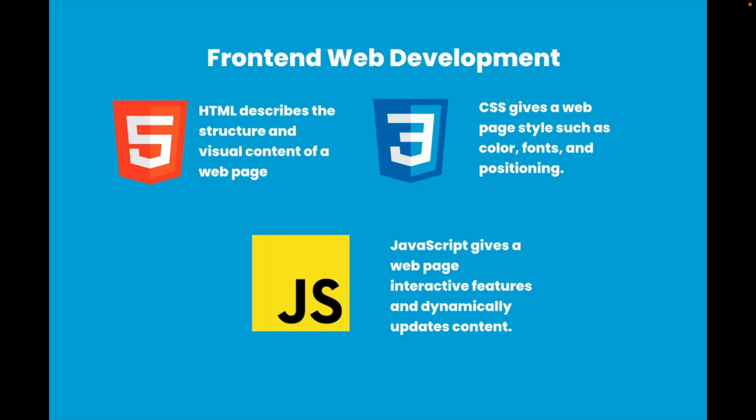CSS is one of the three basic building blocks of front-end web development. HTML describes the structure and visual content of the page. CSS gives our page style, such as color and fonts and positioning, that make our information visibly appealing to the user. And JavaScript adds interactivity to the page.